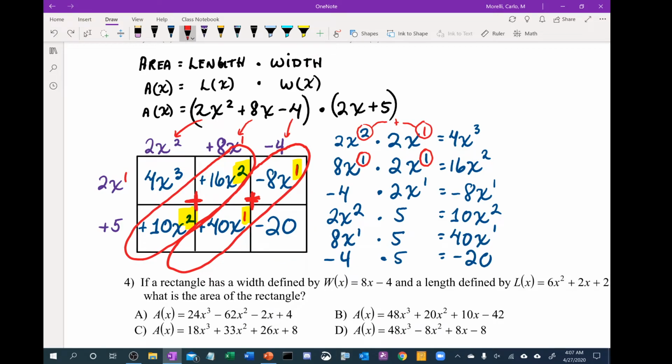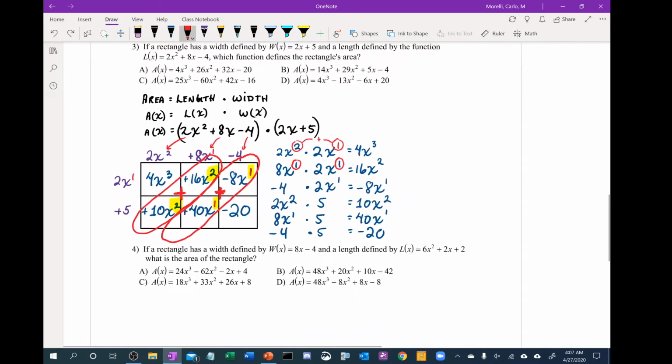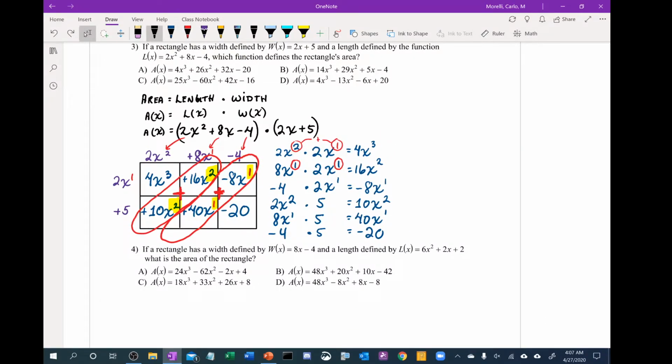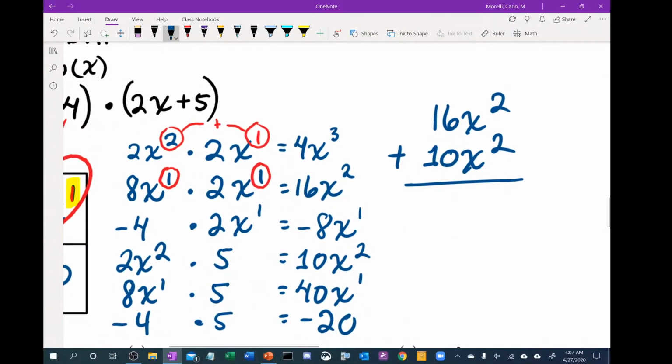So let's go over into our side work here and just do a little bit of math, nothing too difficult, and we will be finished. All right, so here we have 16x squared and 10x squared. And guys, all we're going to do is add these two things together. So 16x squared plus 10x squared. The x squared just comes down. We're not going to mess with that at all.